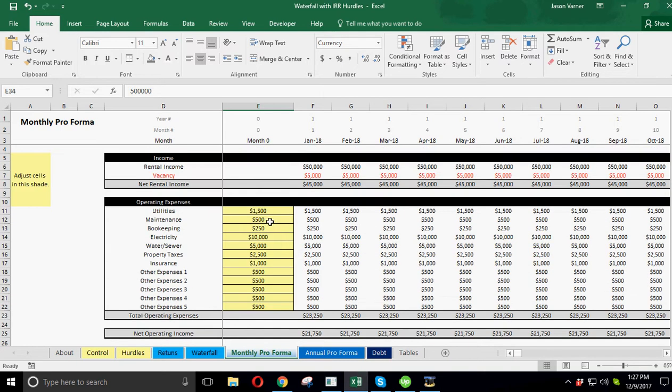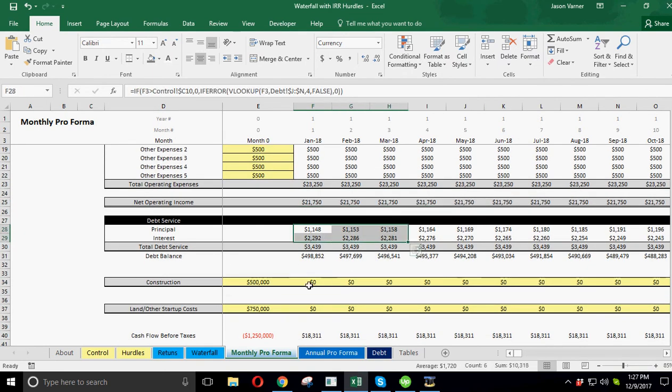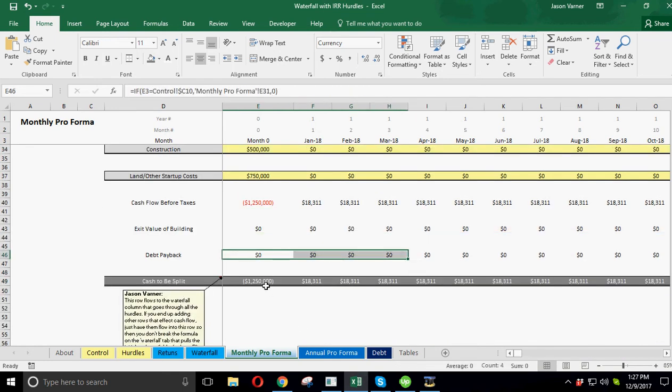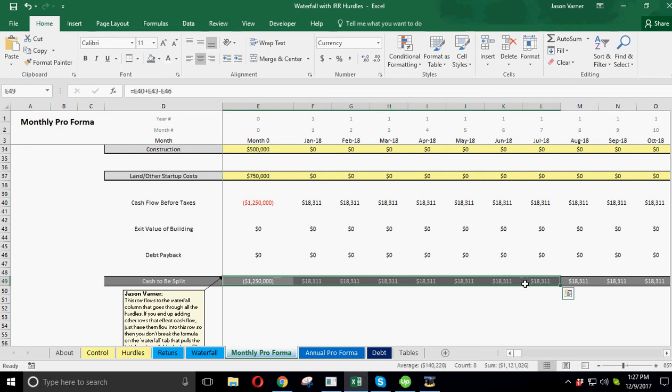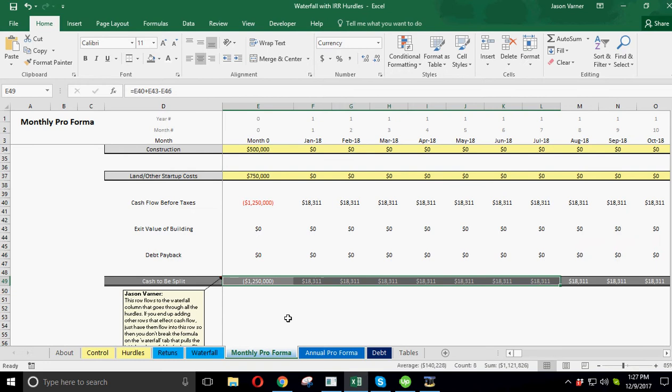Other than that, you've simply got your net income, your rental income, vacancy income, expenses, your net operating income, debt service, and then you've got cash flow before taxes, exit value of building, debt payback, cash to be split. Now, if you want to get more in depth with this, go into taxes, depreciation, and anything else, the best way to do that without breaking this template is you can add other rows and just have those rows flow into this cash to be split row. Because this is what is going to be pulled into the waterfall. So whatever's in this row over the amount of months, it goes up to 20 years worth of months, is going to pull and then split.